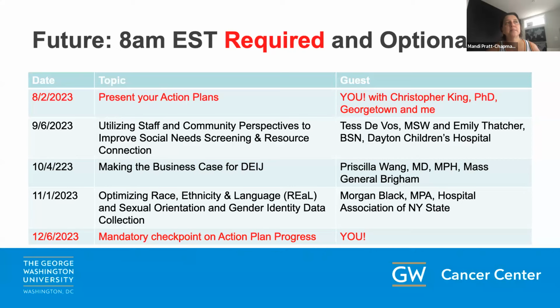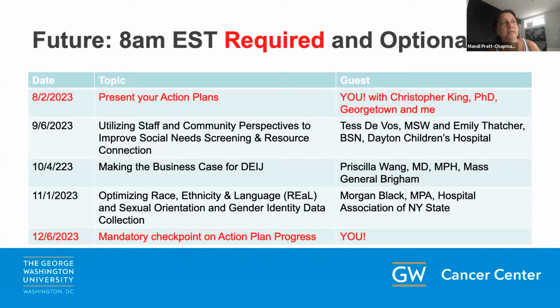Dr. Christopher King is going to be joining us that day. You heard from him in the 3rd session about the history in DC, and he's an amazing resource at Georgetown, and I'll be there for each of these calls. But I'd like each of your teams to present your action plans, and then you can get feedback from the other teams in terms of things that maybe aren't clear or could be improved.